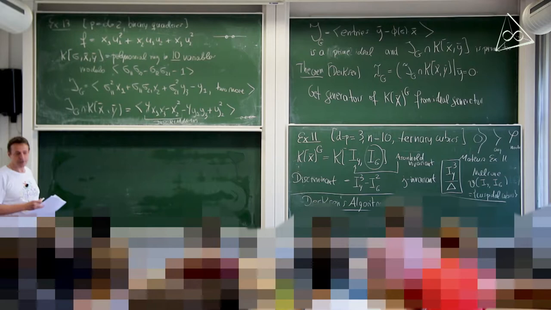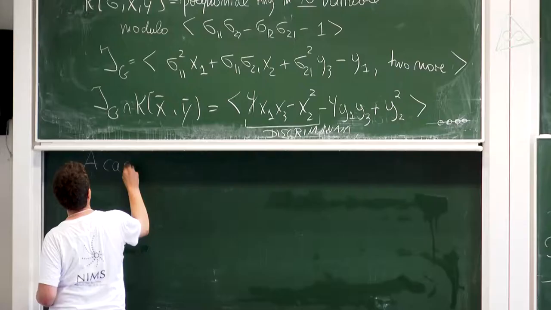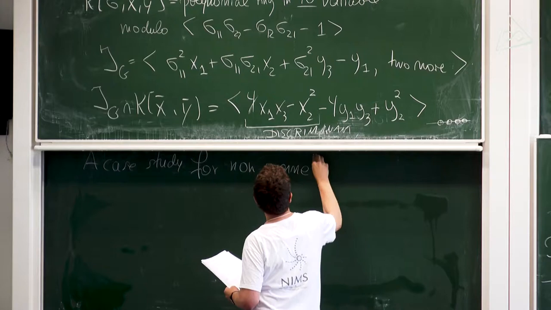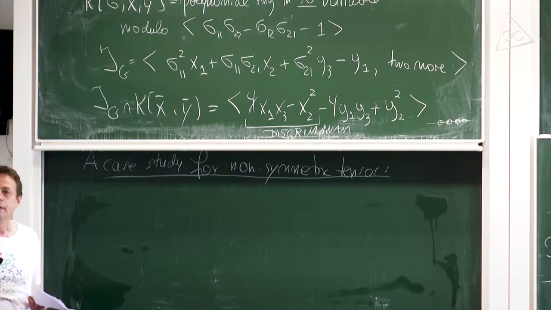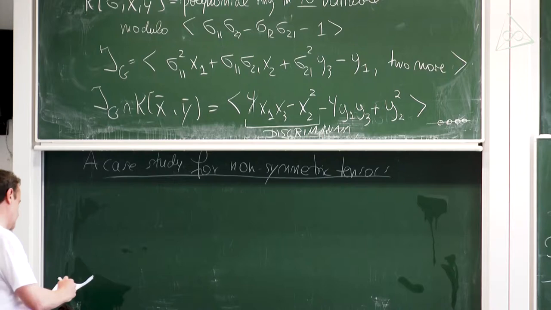Okay, let's do one new case. We call this a case study. So a case study for non-symmetric tensors, for general tensors. Why non-symmetric tensors? Well, polynomials, we studied polynomials. Polynomials are hypersurfaces, so in the last 40 minutes we talked about symmetric tensors, right? So the high school example was a symmetric 2x2 matrix, right? Polynomials are symmetric tensors, but let's talk about the smallest case of a non-symmetric tensor. That's interesting, and that's 2x2x2 tensors.